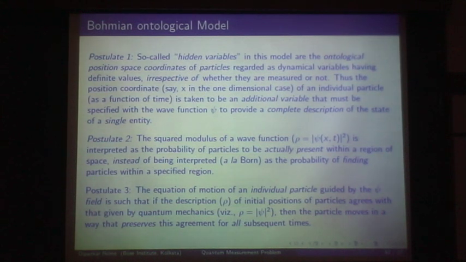This was also related to the EPR argument, where EPR argued that the wave function is an incomplete description of physical reality. So that was Bohm's approach: to complete that description, you need to add to the wave function some additional element. And the motivation for considering position coordinate to be the preferred coordinate was that all measurements are essentially, at the end of the day, in terms of position coordinates.